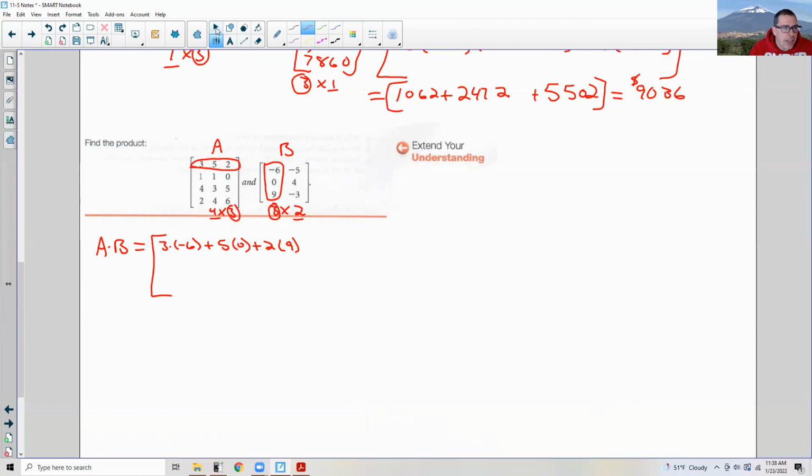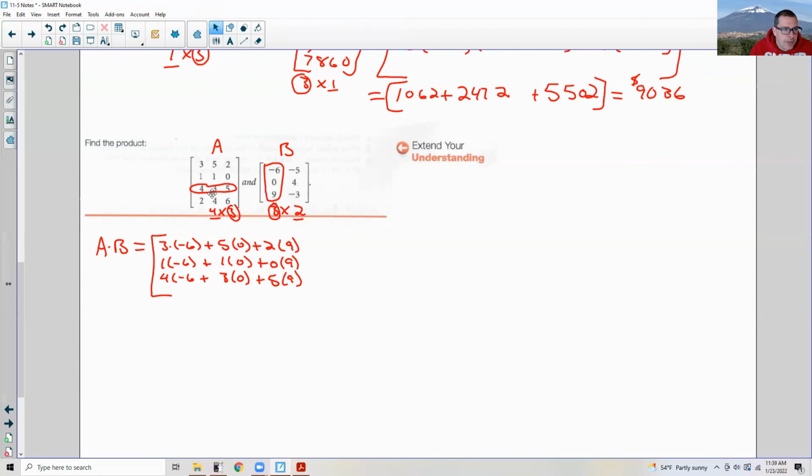Okay. And then we're going to go down to, whoops, they're not separate. So let's just erase this, make them separate. All right. And now we're going to do this one. So it's going to be 1 times -6 plus 1 times 0 plus 0 times 9. Okay, and then we're going to move this down to here. And this is going to be 4 times -6 plus 3 times 0 plus 5 times 9.